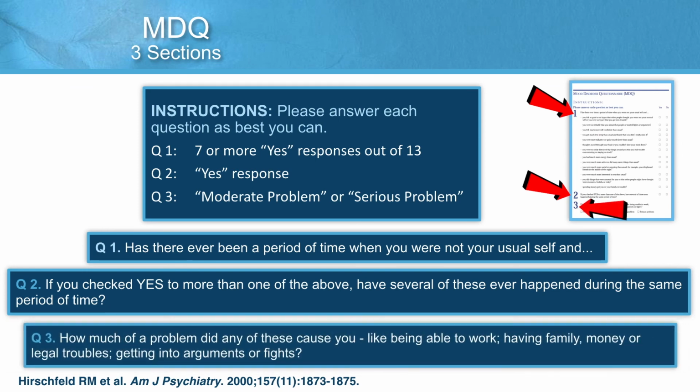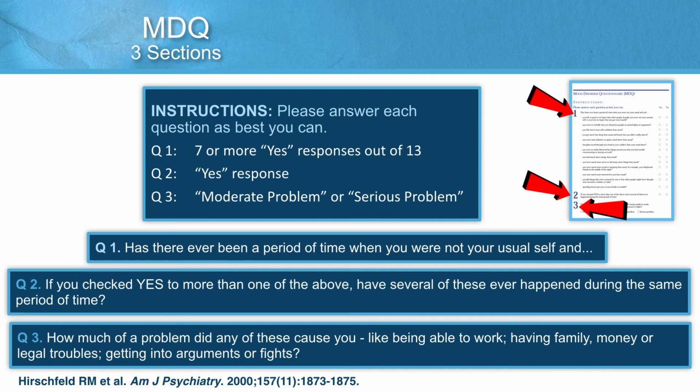And then finally, question 3. How much of a problem did any of these cause you? Like being able to work, having family, money, or legal troubles, getting into arguments, or fights? For a positive screen, the patient must answer this question with either a moderate problem or a serious problem. As you can see, this is very straightforward. I'd suggest you try it a few times with someone you know well, just to practice. And you'll be more confident in using this tool in your clinical practice right away.